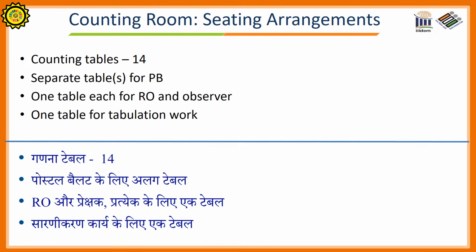Sitting arrangements in the counting room. There will be 14 tables for the counting by the control unit. Separate tables for the counting of postal ballots. One table each for returning officer and observer. One table for tabulation work.